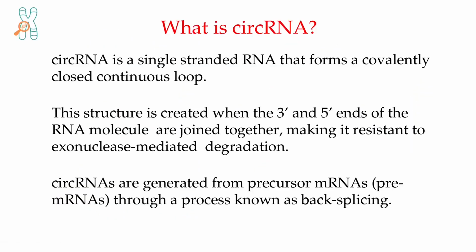What is circRNA? circRNA is a single-stranded RNA that forms a covalently closed continuous loop. This structure is created when the 3' and 5' ends of the RNA molecule are joined together, making it resistant to exonuclease-mediated degradation. circRNAs are generated from precursor messenger RNAs, pre-mRNAs, through a process known as backsplicing.